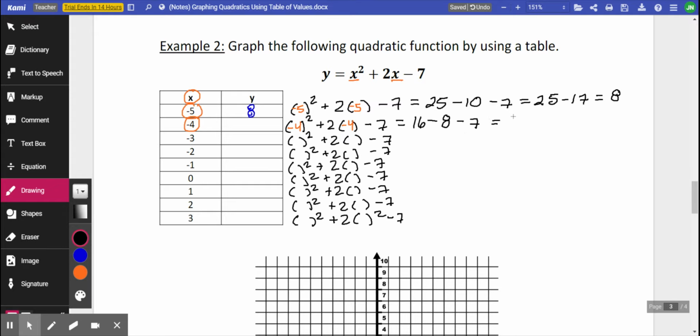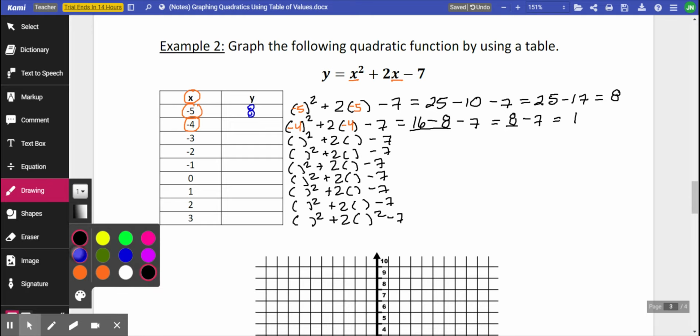16 minus 8, that'll give me 8. And then we still had that -7, right? So 16 minus 8 gave me that number. Then we subtract 7. So 8 minus 7 will just be 1. So my next answer will be positive 1. And then we just keep going. So we are going to have more values, but you'll eventually see a pattern once you get towards the end.